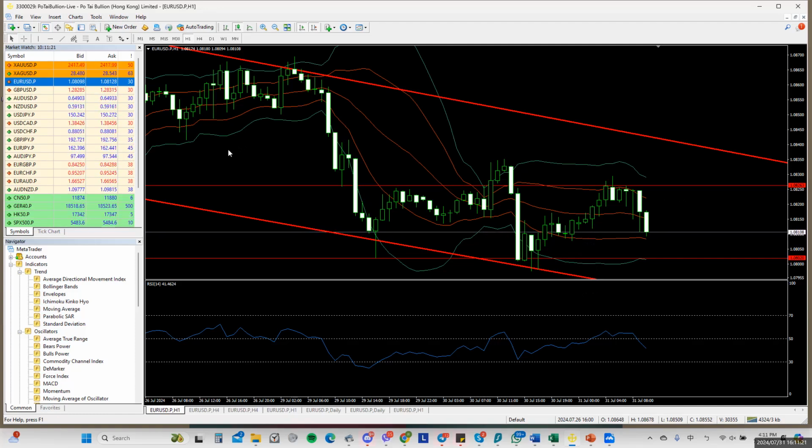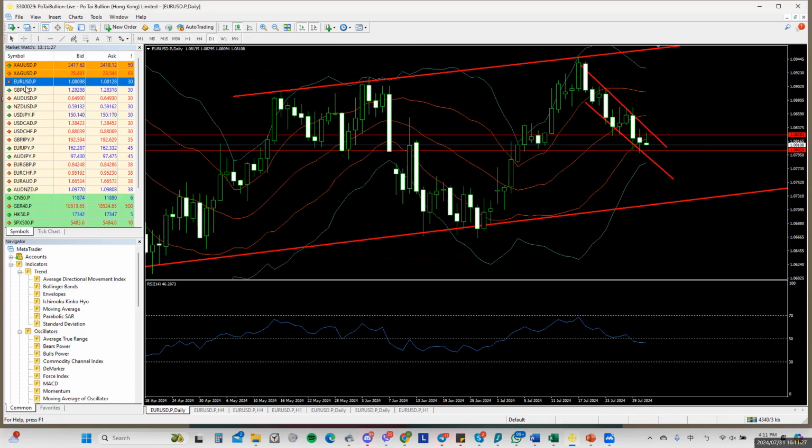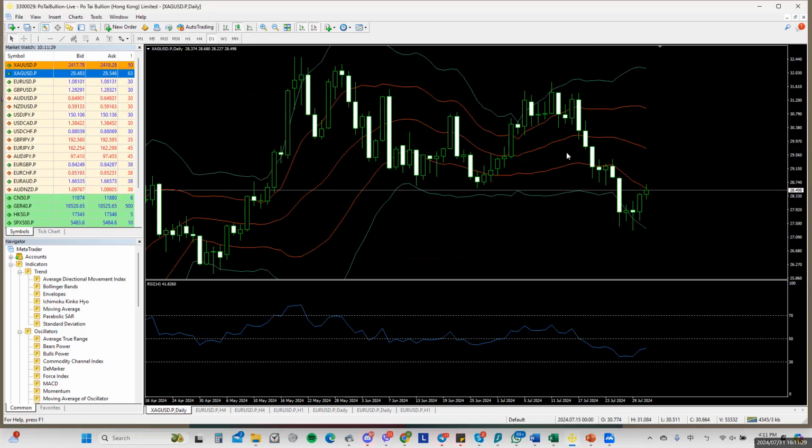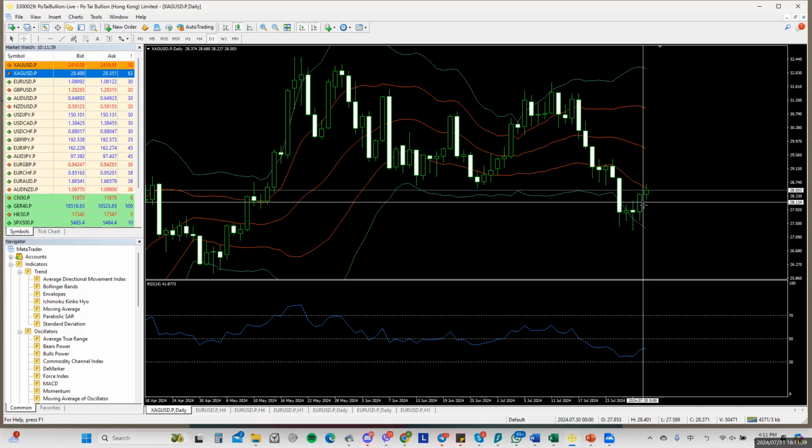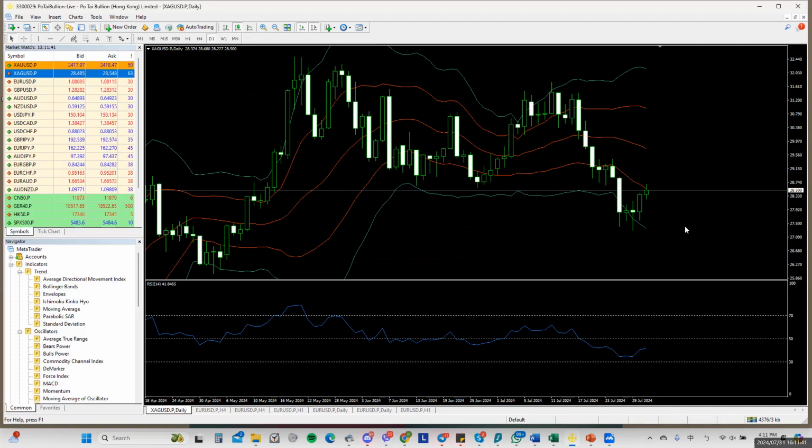Our next product, silver. Okay, same thing. We're going to start off with D1 on silver. Okay, so let's drop the silver there. Okay, so silver, this is silver. Silver, RSI is below 50. The prices are right now between the lower bands. This type of setup is more of a bearish setup.